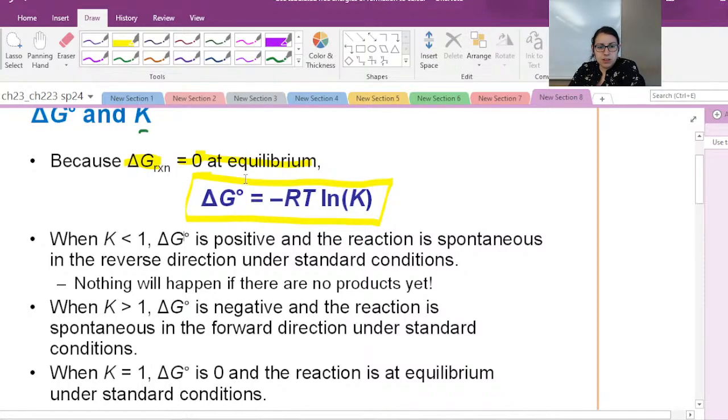We have our change in Gibbs free energy is equal to negative RT times the natural log of K. And this is going to be our other R, right? R is 8.314 joules per mole Kelvin.